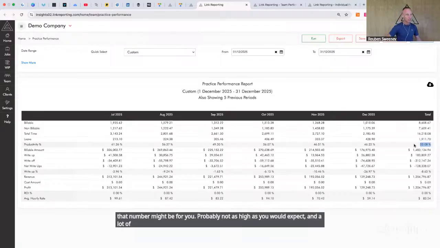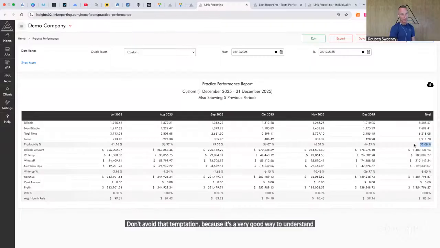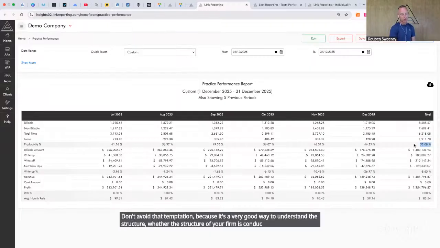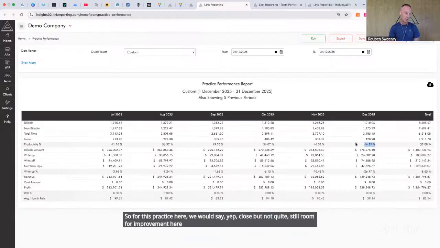A lot of people are quite shocked, saying, oh man, I'm sure I'd be up in the 70s somewhere. For your billable team, you probably are. But you can lie to yourself by excluding administrators and managers, and partners are a big one. A lot of partners conveniently leave their own internal time out of this equation. Don't avoid that temptation, because it's a very good way to understand whether the structure of your firm is conducive to being a high performing practice or not. So for this practice, close but not quite, still room for improvement. As you can see, there are a lot of recent periods where we're not hitting the Rule of 55 on a month-to-month basis.